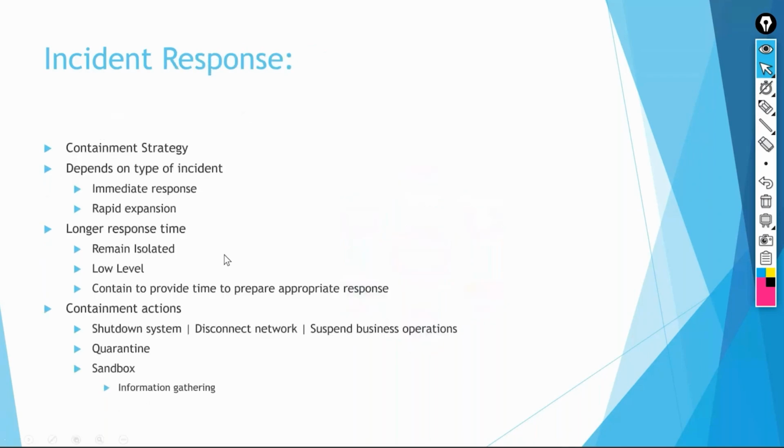Once we have detected the incident, we have to involve the containment strategy. So now we are going to respond to the incident. Depending on the type of incident, immediate response and rapid action is needed. If your incident response team is taking a longer time to address and resolve the incident, it means your incident response process is not effective. So we need to respond to the incident immediately.